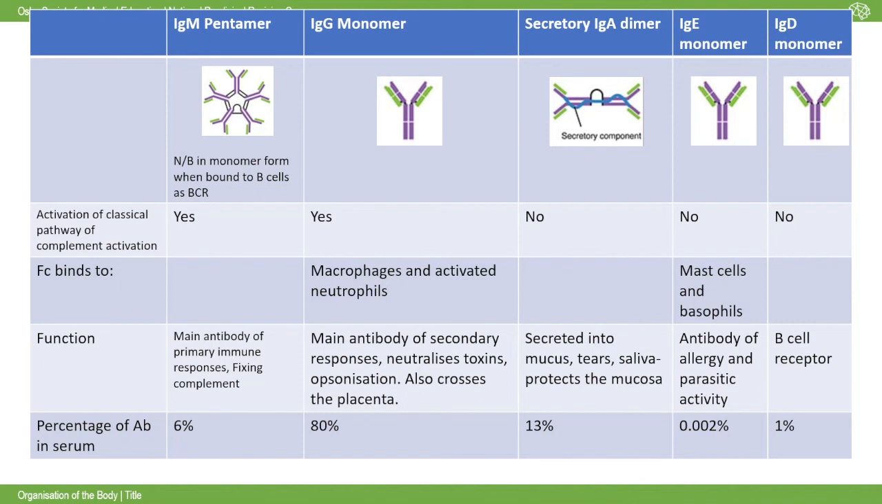Another particular feature on this table is that the secretory IgA, which is secreted into mucus and protects the mucosa, is normally found in a dimer, whereas our IgG, IgE and IgD are all found as monomers. Just to highlight a couple more functions, the IgG monomer interacts with macrophages and activated neutrophils. That's what I meant by the innate immune system effector functions that are activated by our antibodies. And similarly, IgEs interact with mast cells. Those are going to cause an acute inflammatory response.